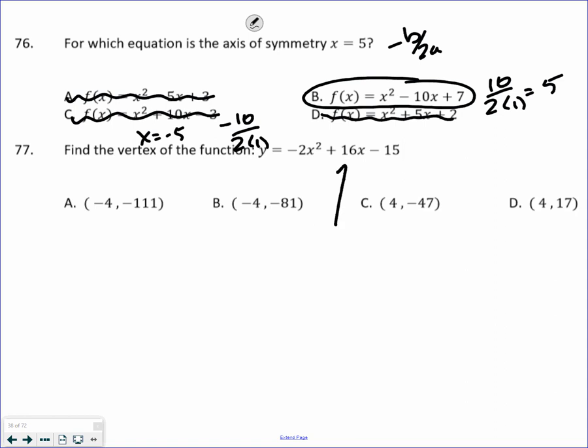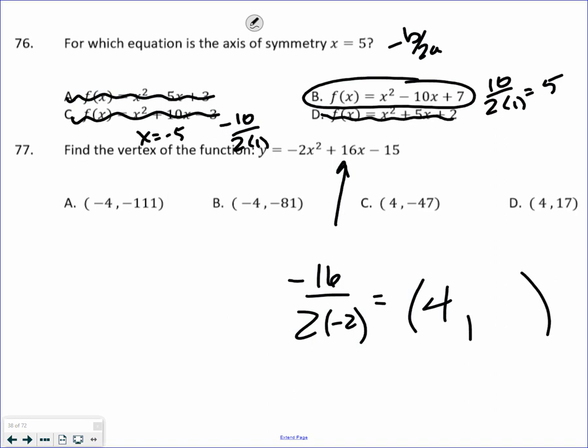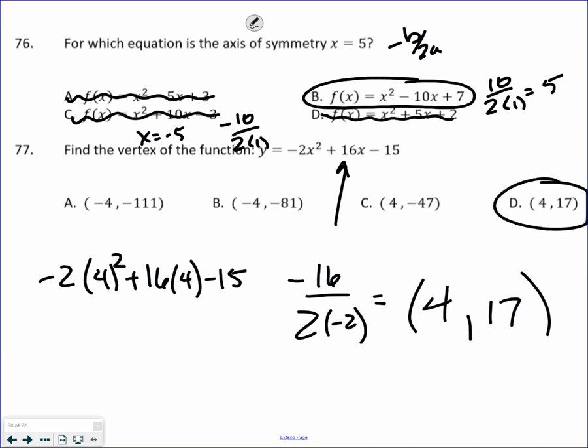And then the last one, negative 5 over 2 times 1, would not work as well. Find the vertex. So a lot of negative b over 2a. You need to know that formula. 4. Plug 4 back in, you get 17. When I say plug 4 back in, that means I'm going negative 2 times 4 squared plus 16 times 4 minus 15, and I'm going to get D as the correct answer.